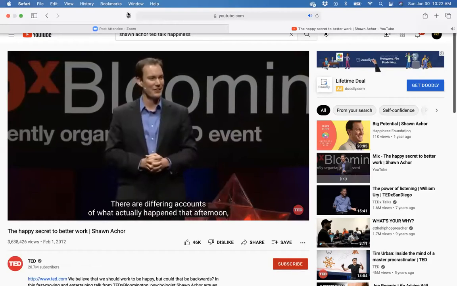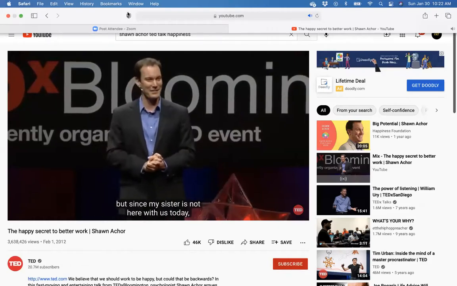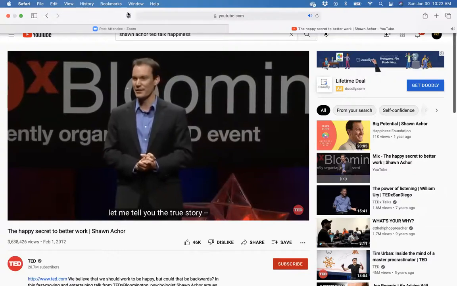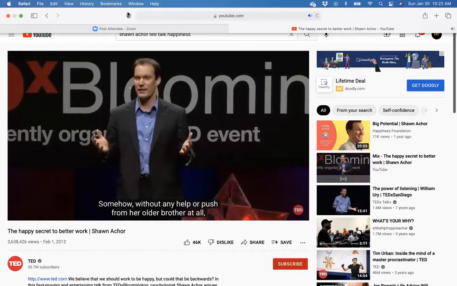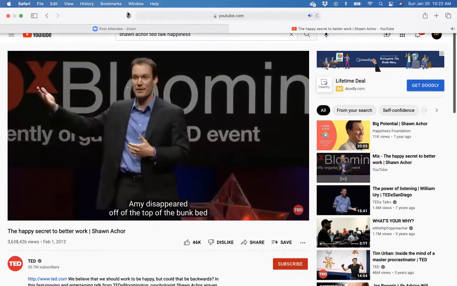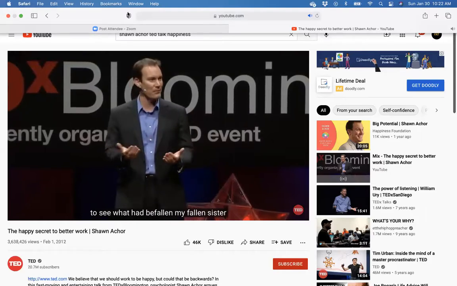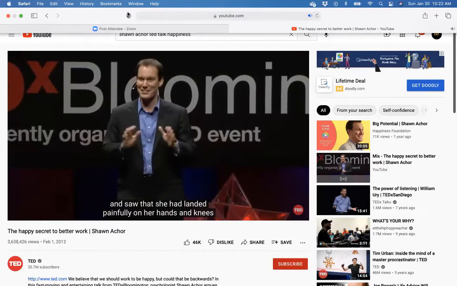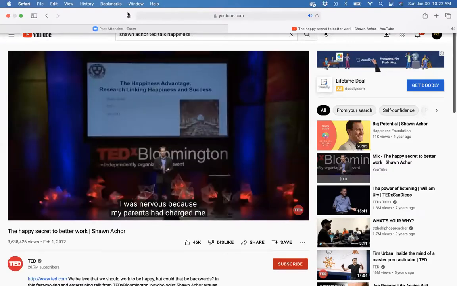There are differing accounts of what actually happened that afternoon, but since my sister is not here with us today, let me tell you the true story, which is my sister is a little bit on the clumsy side. And somehow, without any help or push from her older brother at all, suddenly Amy disappeared off the top of the bunk bed and landed with this crash on the floor. And I nervously peered over the side of the bed to see what had befallen my fallen sister and saw that she had landed painfully on her hands and knees on all fours on the ground. I was nervous because my parents had charged me with making sure that my sister and I played as safely and as quietly as possible.